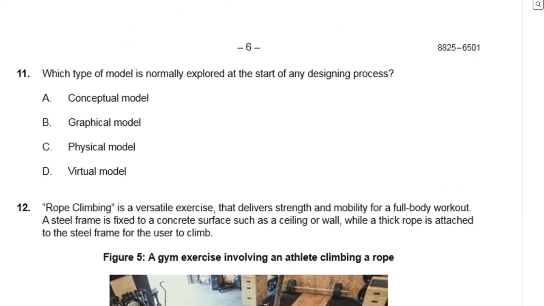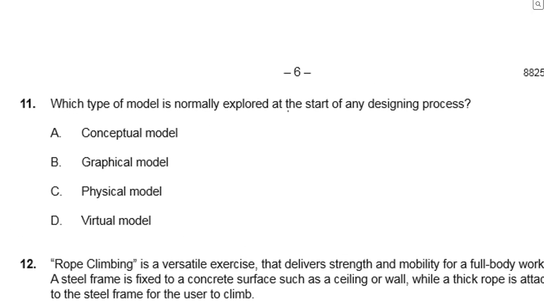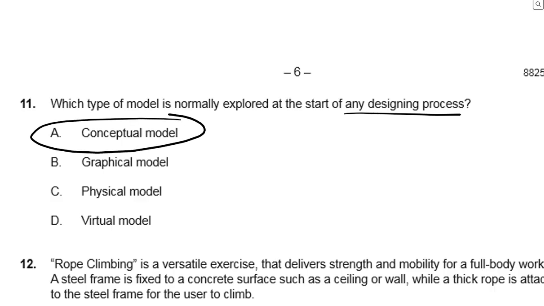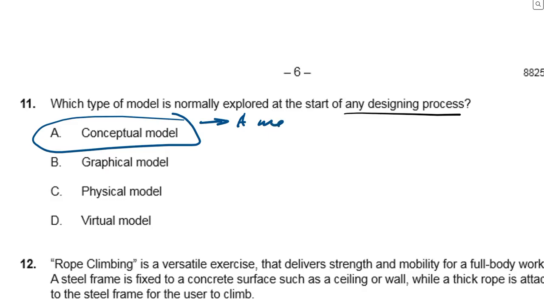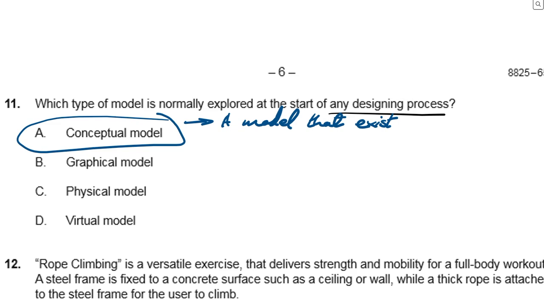So next, I'll move on to question 11. Which type of model is normally explored at the start of any designing process? This is our conceptual model, right? Like I mentioned earlier. How about we do this in a different color, right? A model that is what we come up with in our mind when we come up with an idea, right? It's a model that exists in our mind. It's a concept. It hasn't been put into maybe a graphical form. It hasn't been put into a physical form like a prototype.